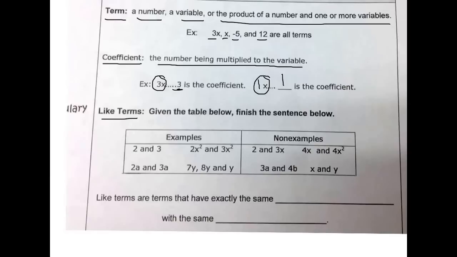Like terms are in the table below. So 2 and 3 are like terms. 2x squared and 3x squared are like terms. 2a and 3a are like terms. 7y and 8y and y are like terms.